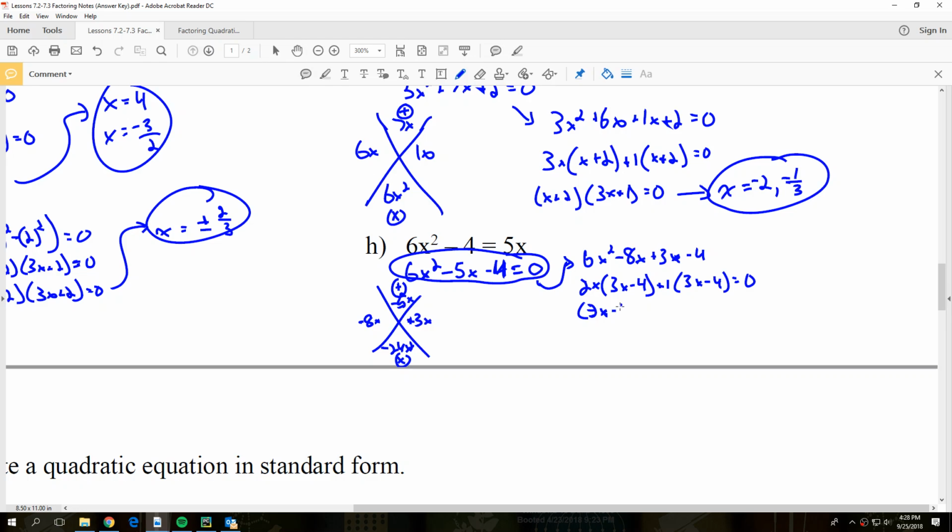3x minus 4. Really running out of room. Let's see if we can fit this in. 2x plus 1 is equal to 0, which means that x is equal to, when you set both those equal to 0, 4/3 and negative 1/2. All right, there you go.